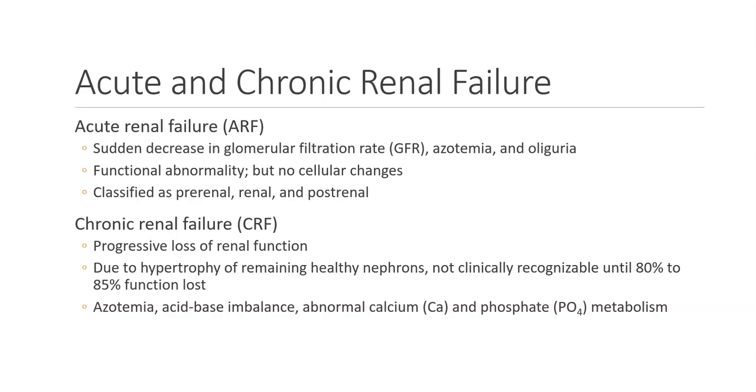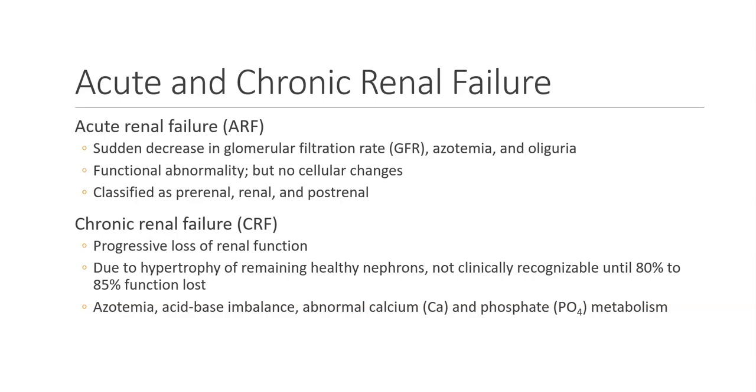Acute and chronic renal failure. And in general, just remember that acute will always indicate a sudden onset of a disease, whereas chronic is it comes back periodically. So in acute renal failure, there's a sudden decrease in glomerular filtration rate, which results in azotemia and oliguria. There's functional abnormality, but no cellular changes, and it's classified as pre-renal, renal, and post-renal.